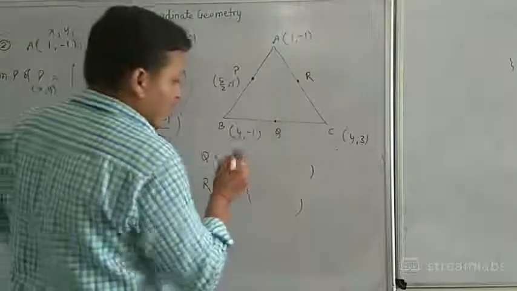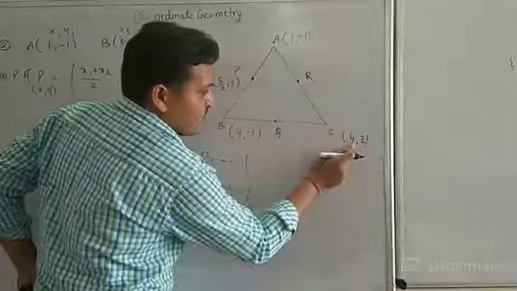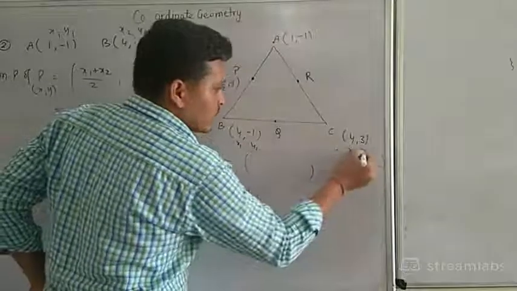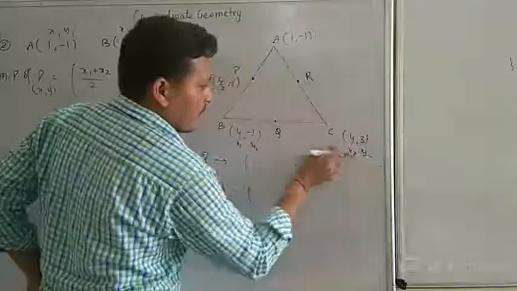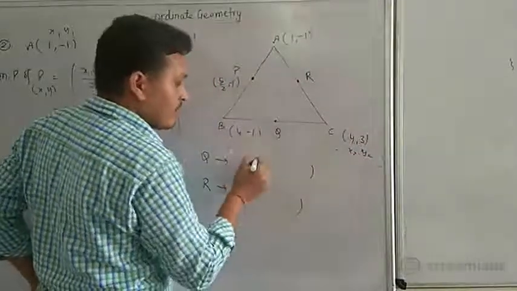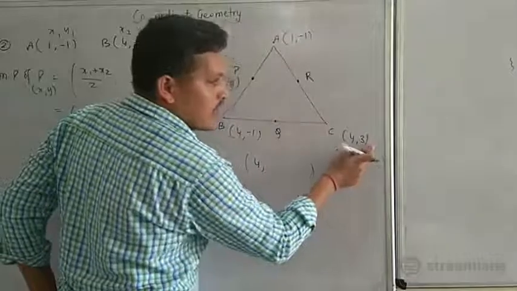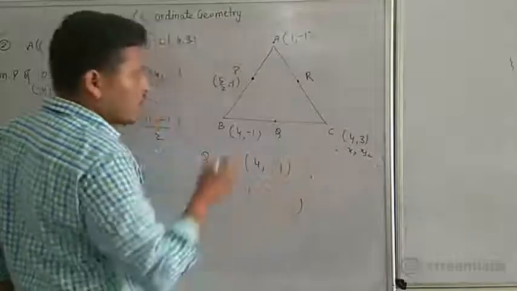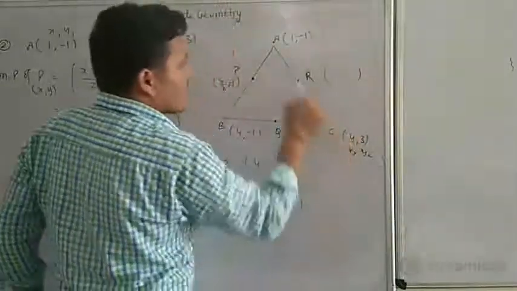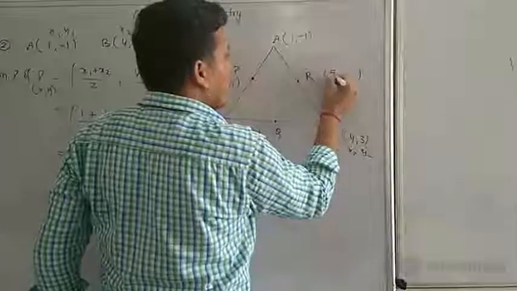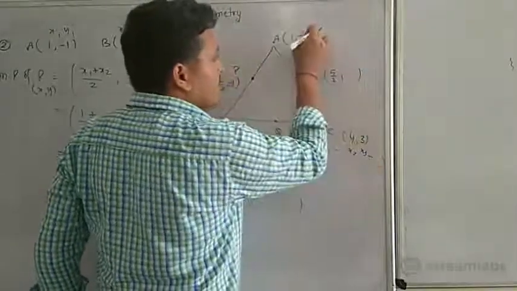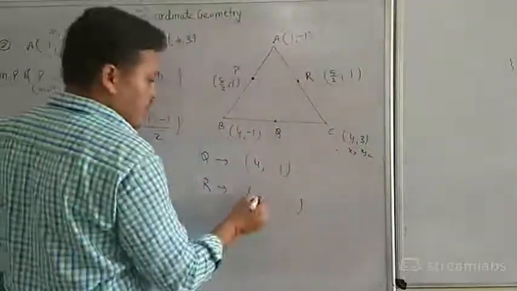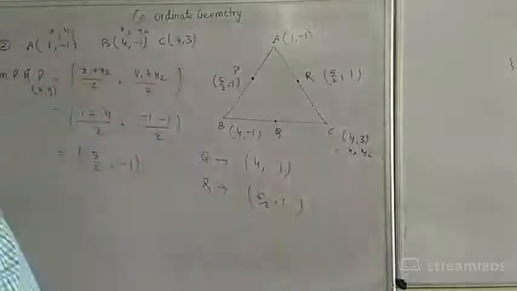Why is it taking so much time? Look, here the midpoint: 4 + 4 divided by 2 means x1 and this is x2. This is x1 y1, x2 y2. So 4 + 4 divided by 2, so 8 divided by 2 means 4. -1 + 3 is 2, divided by 2 is 1. So this is the midpoint for Q. Now come to R. For R, 4 + 1 is 5/2. Next midpoint: 3 + -1 is 2, 2 divided by 2 is 1. These are the midpoints: 5/2 and 1 is our answer for this question.